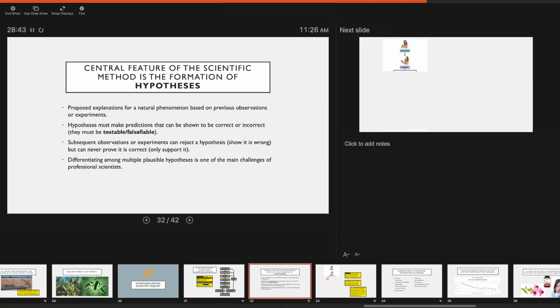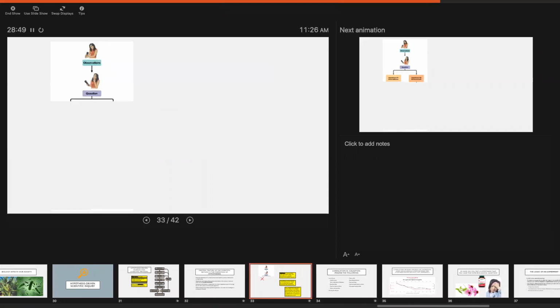Differentiating among plausible hypotheses is one of the main challenges of a professional scientist, and I'll show you what I mean by that here. Imagine that you found a flashlight in your junk drawer that doesn't work. Your observation is the flashlight doesn't work. Your question is, why does this flashlight not work? Well, let's come up with two hypotheses. The first hypothesis is that the batteries in the flashlight are dead, and so there's no energy flowing to the flashlight, and therefore it doesn't work. The second is that it has a burnt out bulb, that the bulb in the flashlight doesn't work.